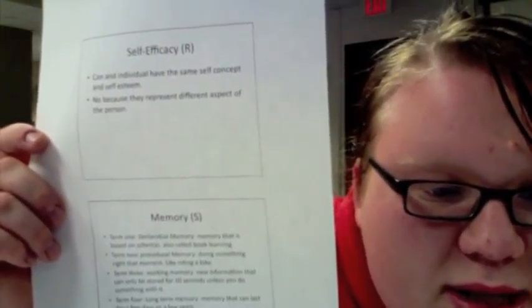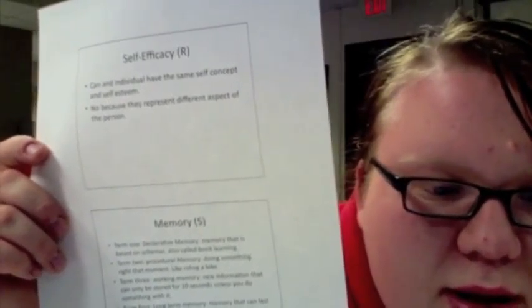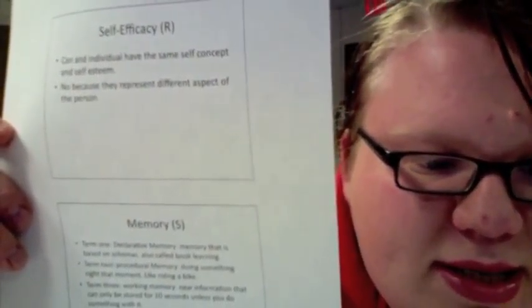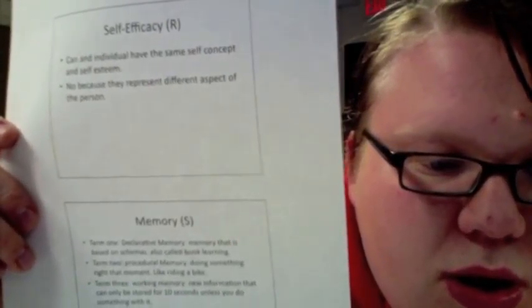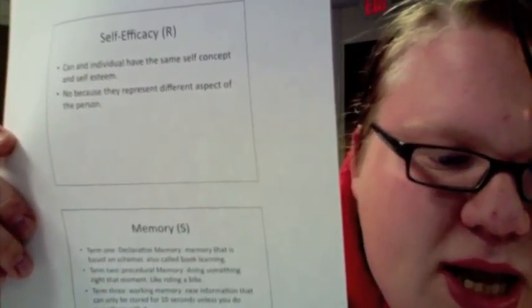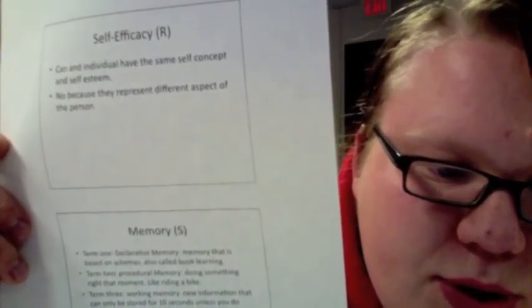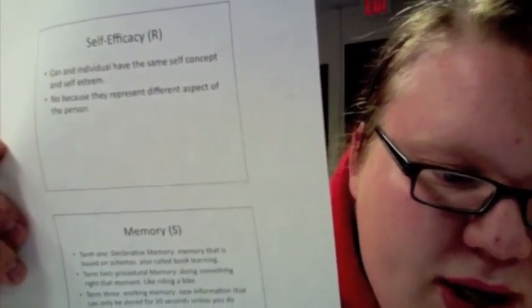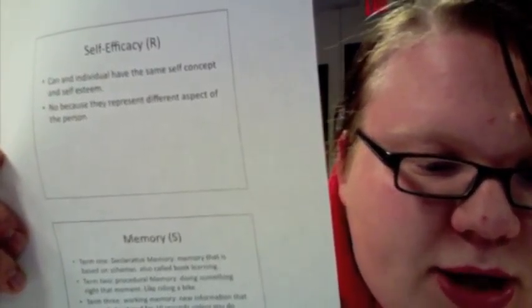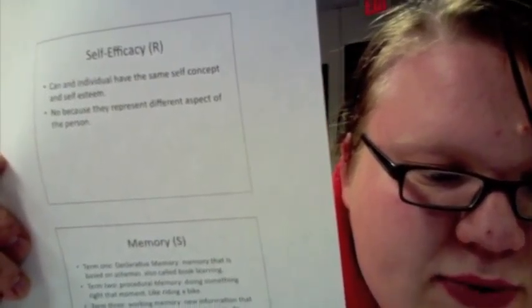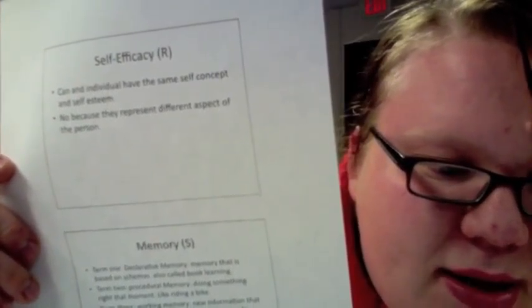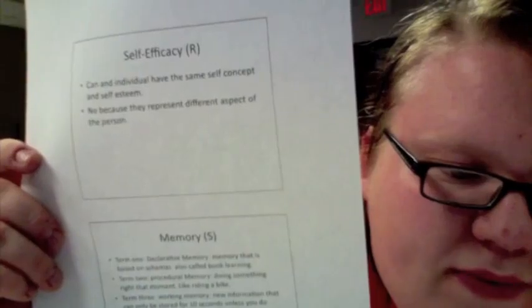The terms I use are declarative memory, procedural memory, working memory, and long-term memory. First, declarative memory is memory that is based on schemas, also called book learning. Next, procedural memory, doing something right that moment, like riding a bike. Working memory, new information that can only be stored for 10 seconds unless you do something with it. Long-term memory is memory that can last for a few days or for a few years.